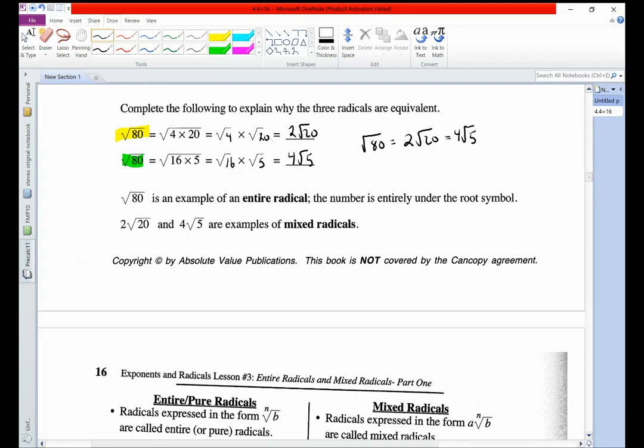So the square root of 80 is an example of an entire radical. The number is entirely under the root symbol. But the other two, the 2 root 20 and 4 root 5, are examples of mixed radicals because they have the number out front multiplying, or the coefficient.